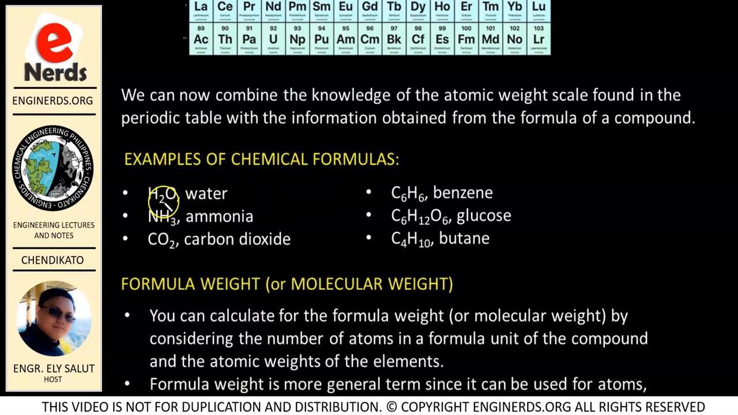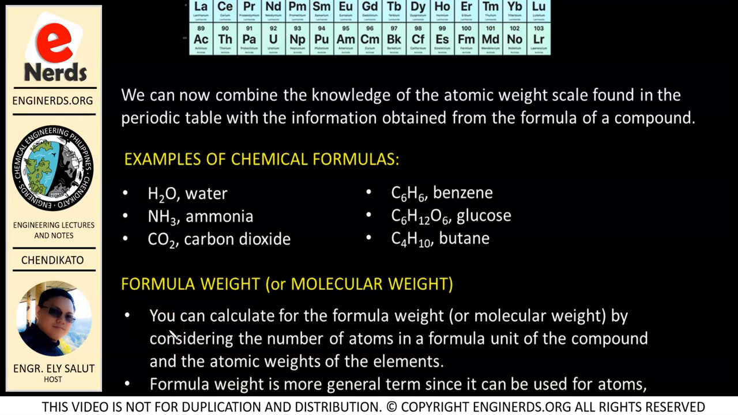Alam na natin itong H2O, which means water, NH3, which means ammonia, CO2 is for carbon dioxide, and there will be more complicated chemical formulas like C6H6, which is benzene, C6H12O6, which is glucose, C4H10, which is butane. Okay, so you will be encountering a lot of these chemical formulas as we go on studying chemistry.